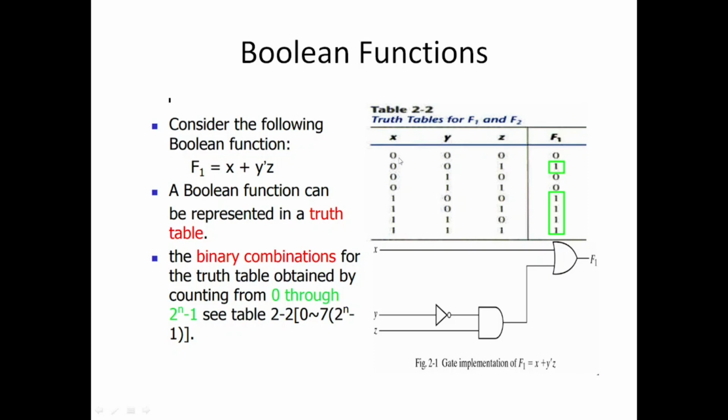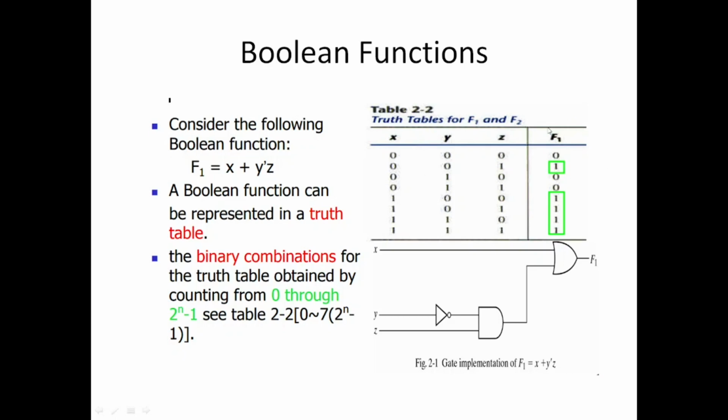For 0 the 3-bit binary representation is 0 0 0. For 1 it is 0 0 1. For 2 it is 0 1 0. For 3 it is 0 1 1. For 4 it is 1 0 0. For 5 it is 1 0 1. For 6 it is 1 1 0. And for 7 it is 1 1 1. From 0 to 7 we represent the values in binary combinations, and the bits have to be represented with respect to the number of inputs.